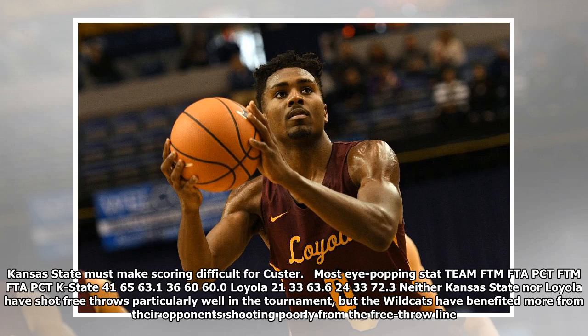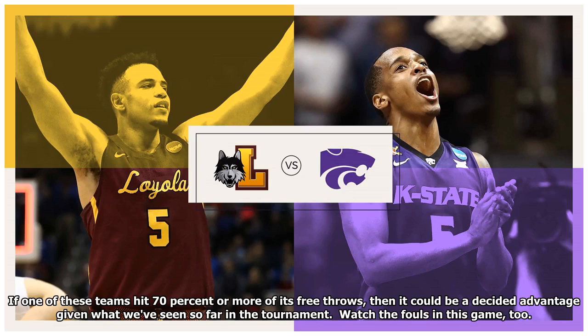Most eye-popping stat, team free throws: K-State 41 of 65, 63.1 percent, and opponents 36 of 60, 60.0 percent. Loyola 21 of 33, 63.6 percent, and opponents 24 of 33, 72.3 percent. Neither Kansas State nor Loyola have shot free throws particularly well in the tournament, but the Wildcats have benefited more from their opponents shooting poorly from the free throw line. If one of these teams hits 70% or more of its free throws, then it could be a decided advantage given what we've seen so far in the tournament.